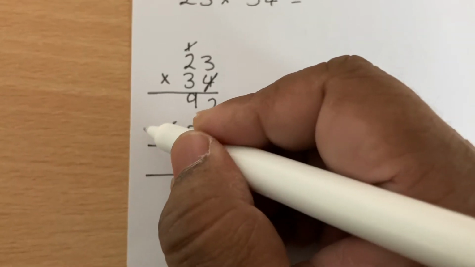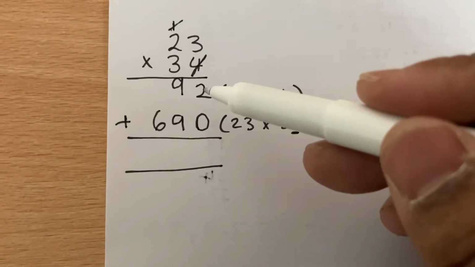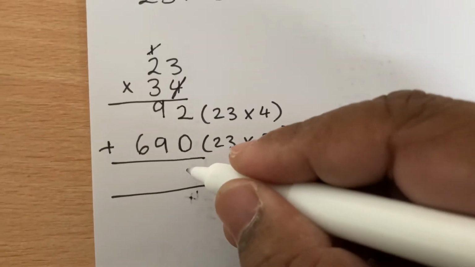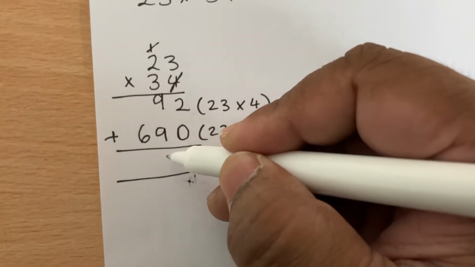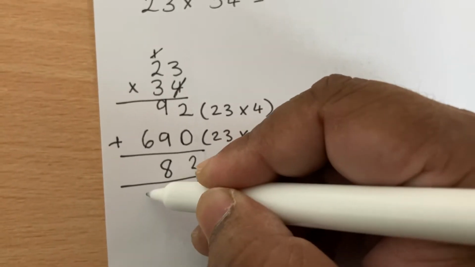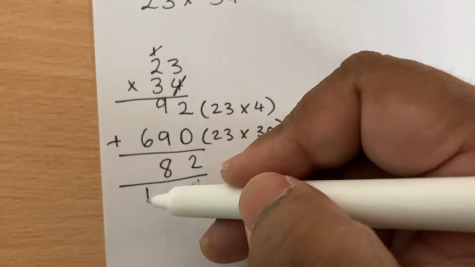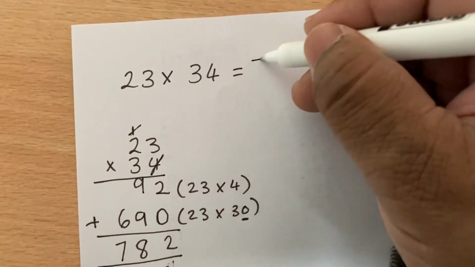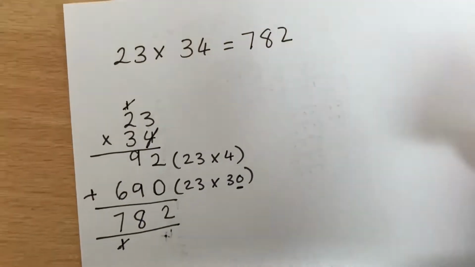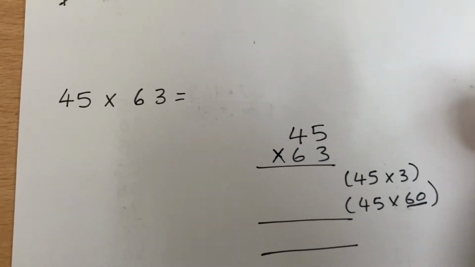And all we have to do now is add these two numbers up. 2 add 0 is 2. 9 add 9 is 18. We can't write 18 in one column, so we're going to write the 8 there and carry the 1 on. 6 add the 1 that we carried on is 7. So the answer is 782. How easy was that? Okay, let's do another one.